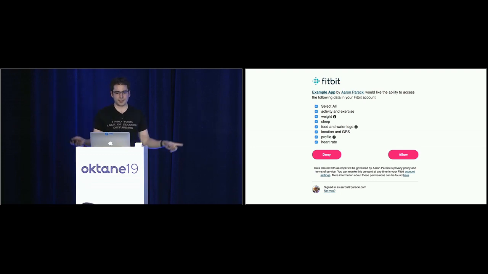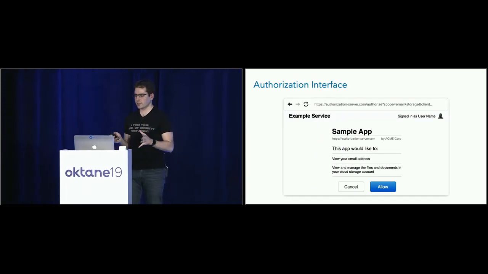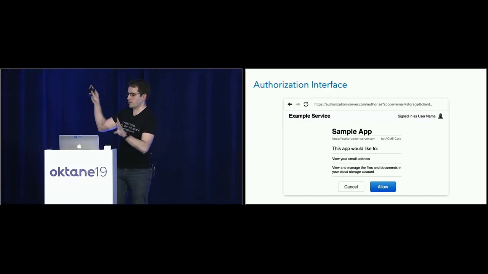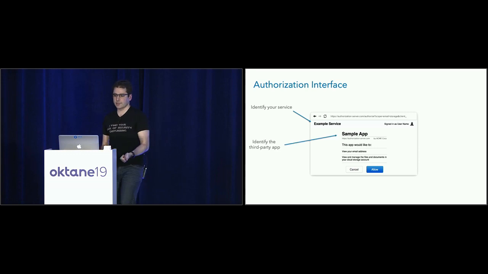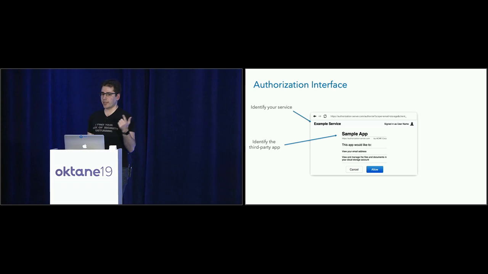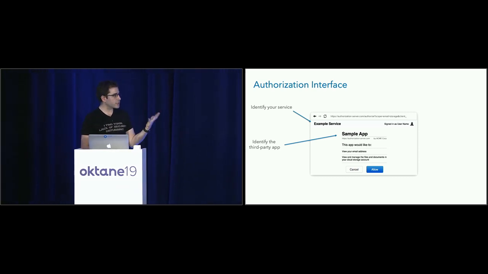So if we look at all these together and try to find what the commonalities are between all of these that make a good consent screen, I think it boils down to this sort of prototype where you want to make sure that you're clearly identifying where the user is, what service this is. Make sure that you identify the third-party application, both by name but also by URL, and also probably show the developer name.